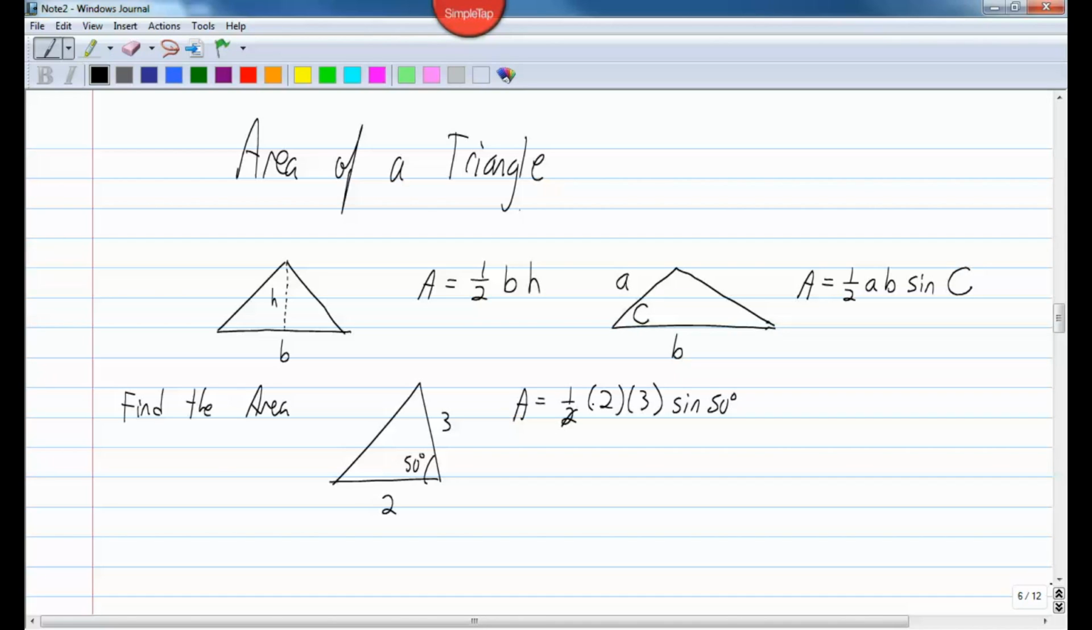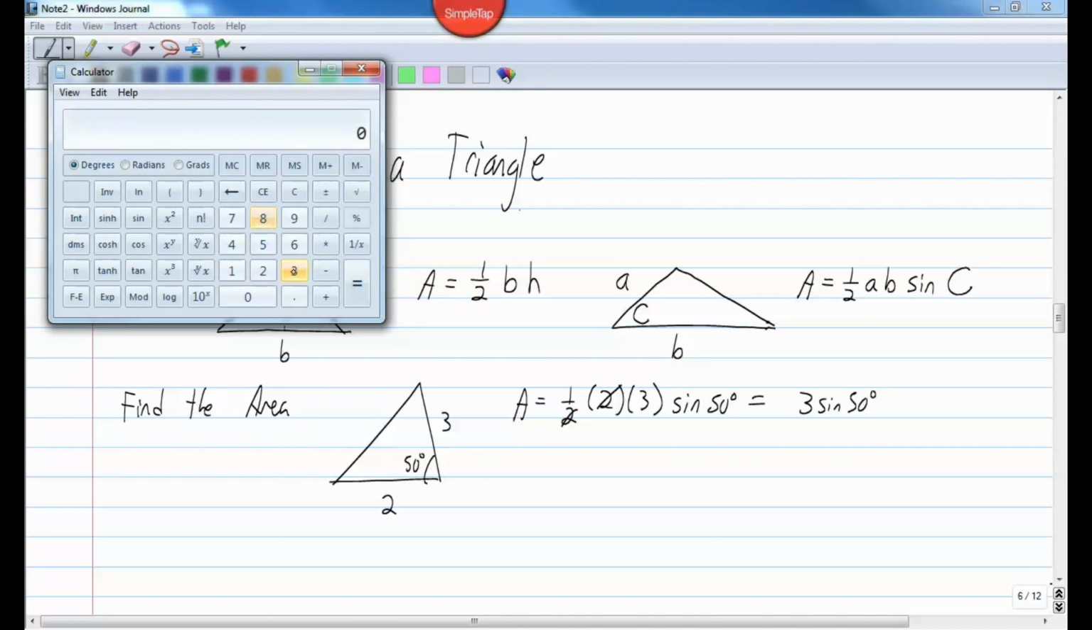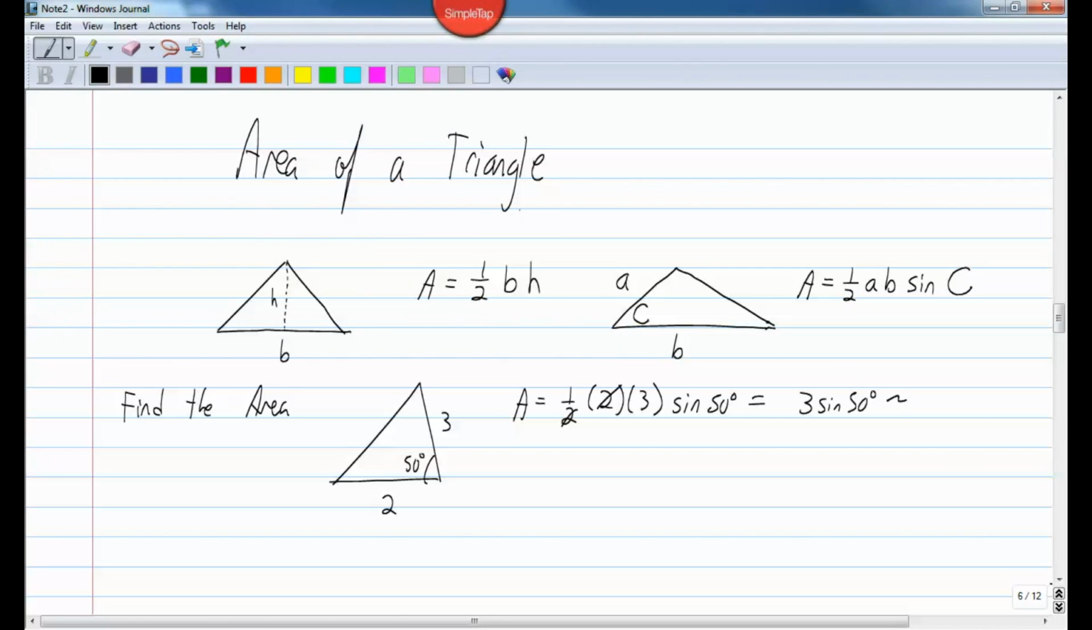Of course, I'd want to probably do this in a calculator, and then if I do it in a calculator, I'm going to get an approximation. So let's say that I want to find that as 3 times 50 sine equals. So the area for this triangle is about, if I rounded to two places, 2.30 square units. Alright. 1/2 times the product of the two sides times the angle measure that they make up.